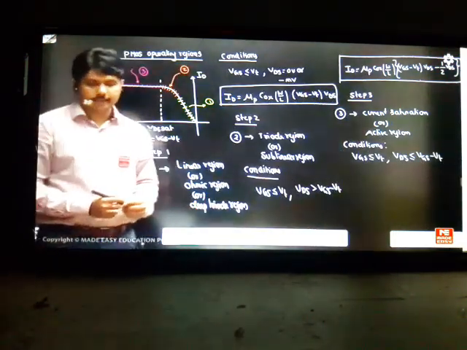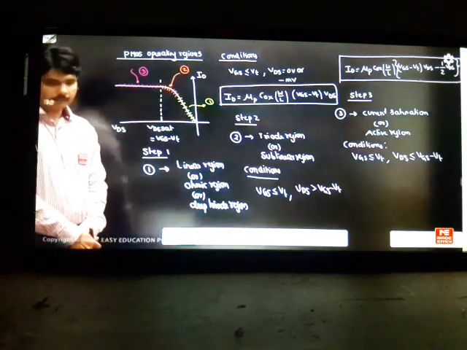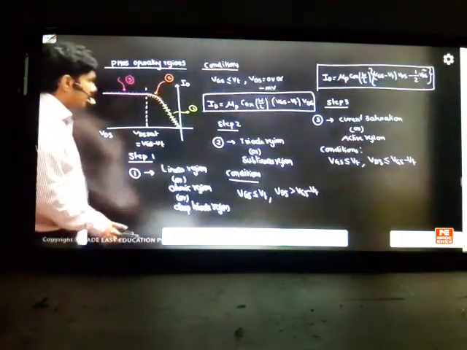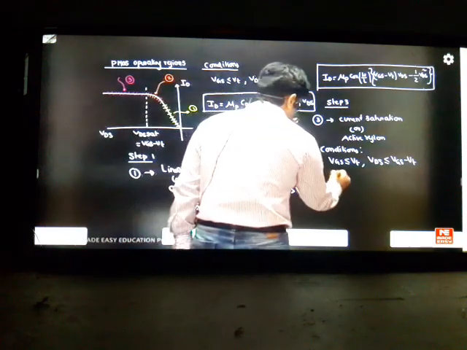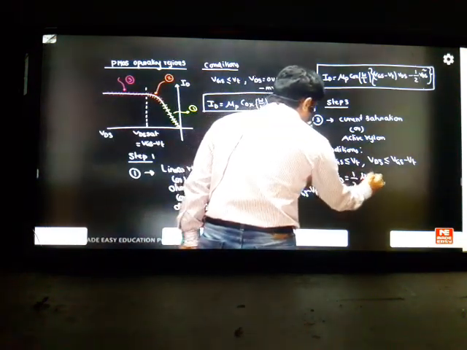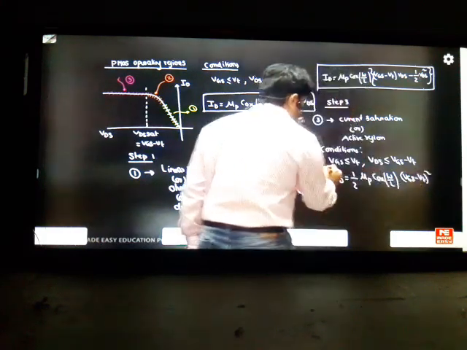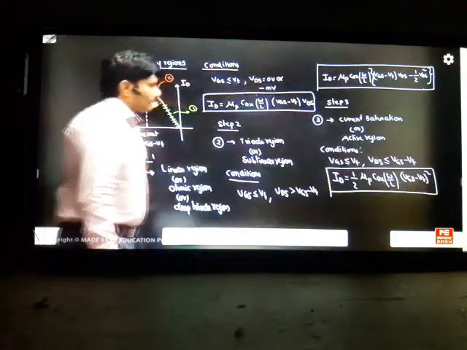So ID is equal to UP Cox W by L. Below this boundary, you are in current saturation. So the last one here is the ID relation, you can write it as half into UP Cox W by L into (VGS minus VT) whole square. This is your current relation.